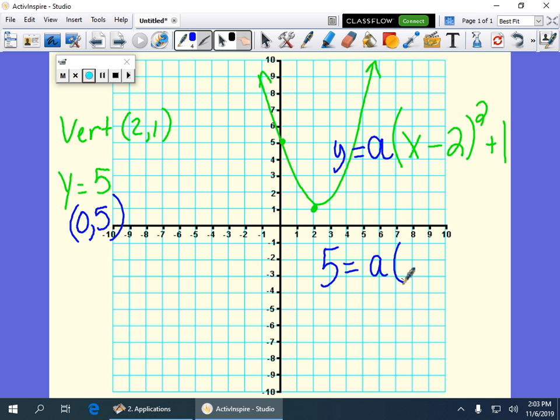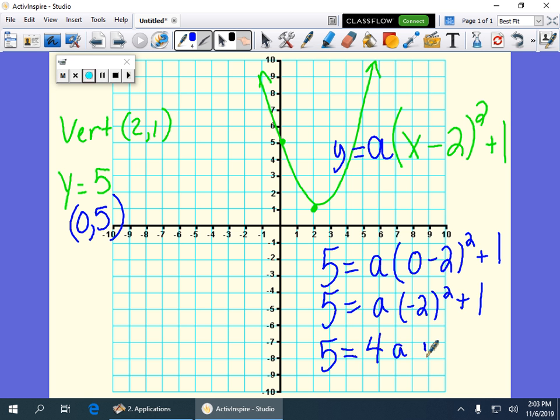a, and what am I putting in for x? 0. So 5 equals a(0 minus 2) squared plus 1. Order of operations says I must start with the parentheses. This might seem annoying, but I'm going to do every little step, okay? a, and then we have negative 2 squared plus 1. Where did the negative 2 come from? 0 minus 2. Okay, now I'm going to do exponents, right? Please Excuse My Dear Aunt Sally. What's negative 2 squared? 4. So now I have 5 equals 4a plus 1.